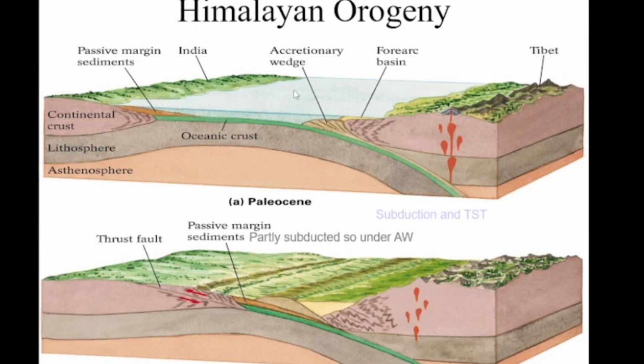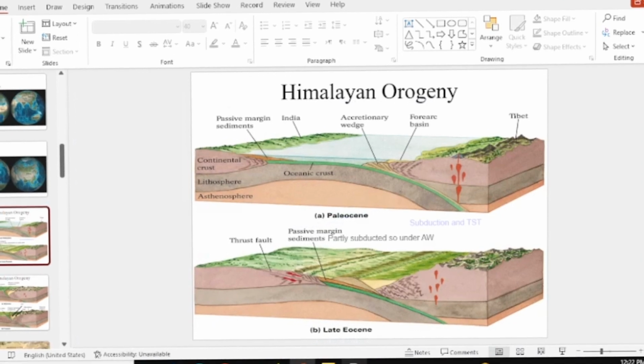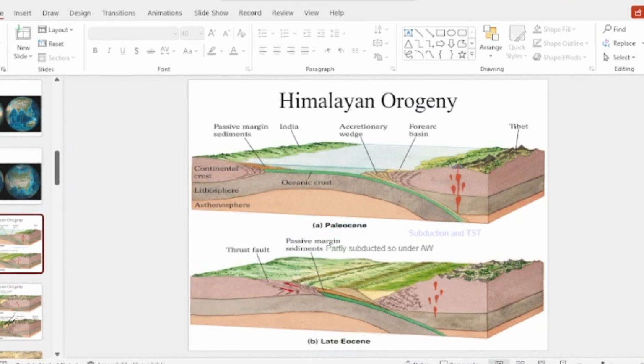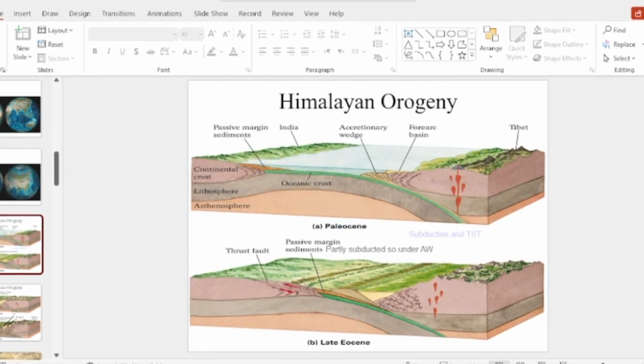Then the fore-arc basin is developing, and in the extreme northern side we have the Tibetan Plateau. This was the time of the Pleistocene, when the subduction and trans-Himalayan system is developing at that particular time. Then we see the witness in the previous animation: the paleo-margin sediments partly subducted, and the movement is slowly and gradually starting.